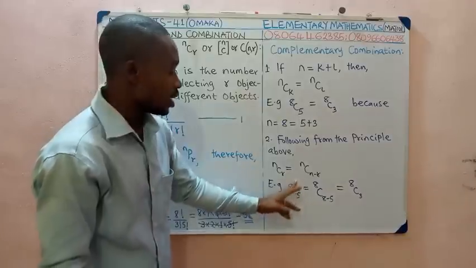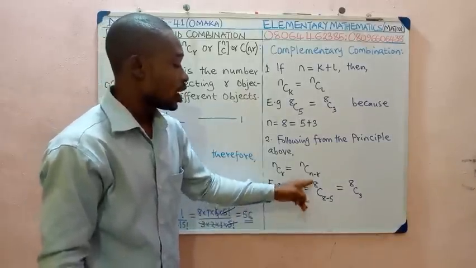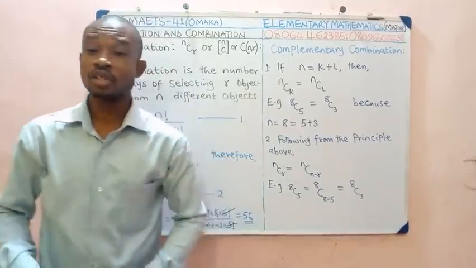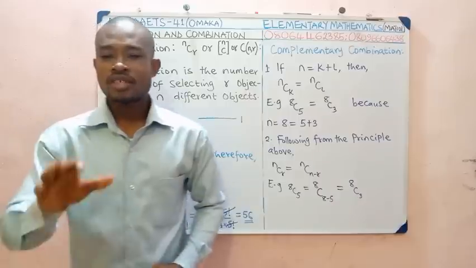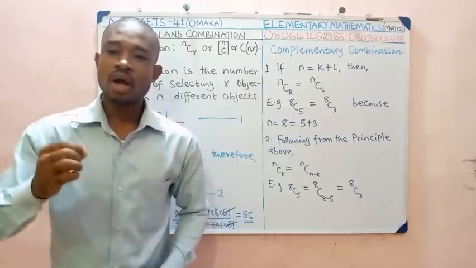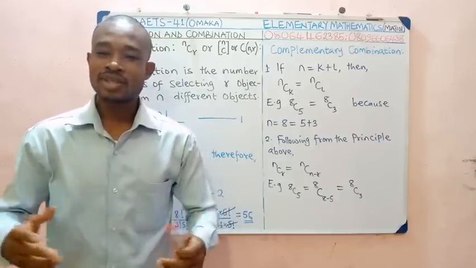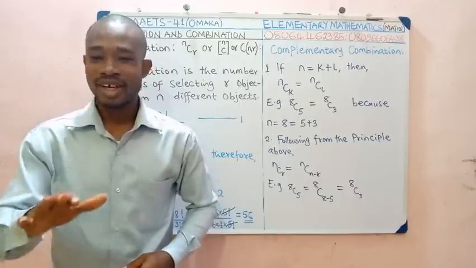As an example again, 8 combination 5 is equal to 8 combination 8 minus 5, which gives us 8 combination 3. In the next video, we're going to consider some other principles of combination, and then we'll be set to start solving questions on combination.